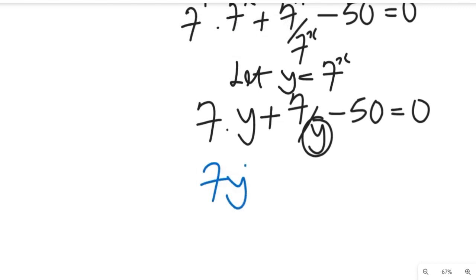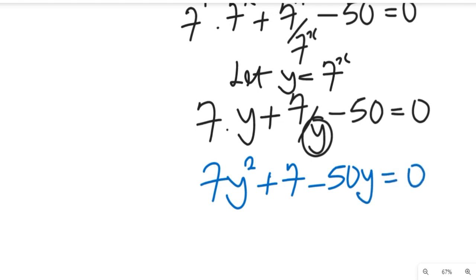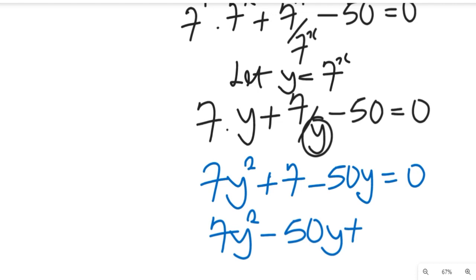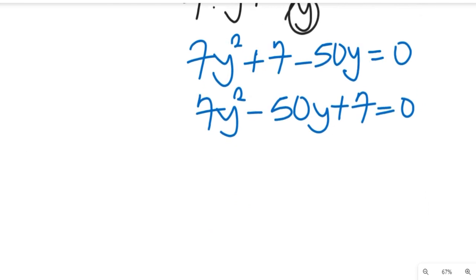If we multiply the whole values by y, we're going to have 7y squared plus 7 minus 50y equal to 0. This looks like a quadratic equation. So we'll have a quadratic equation here when we rearrange, 7y squared minus 50y plus 7 equal to 0. So our main duty here is to solve this quadratic equation for two values for y. Now, to solve this quadratic equation, you're going to notice that we have 7 here and we have 7 here. So the 7 times 7 will give us 49. So we'll look for two values we can multiply that will give us 49.